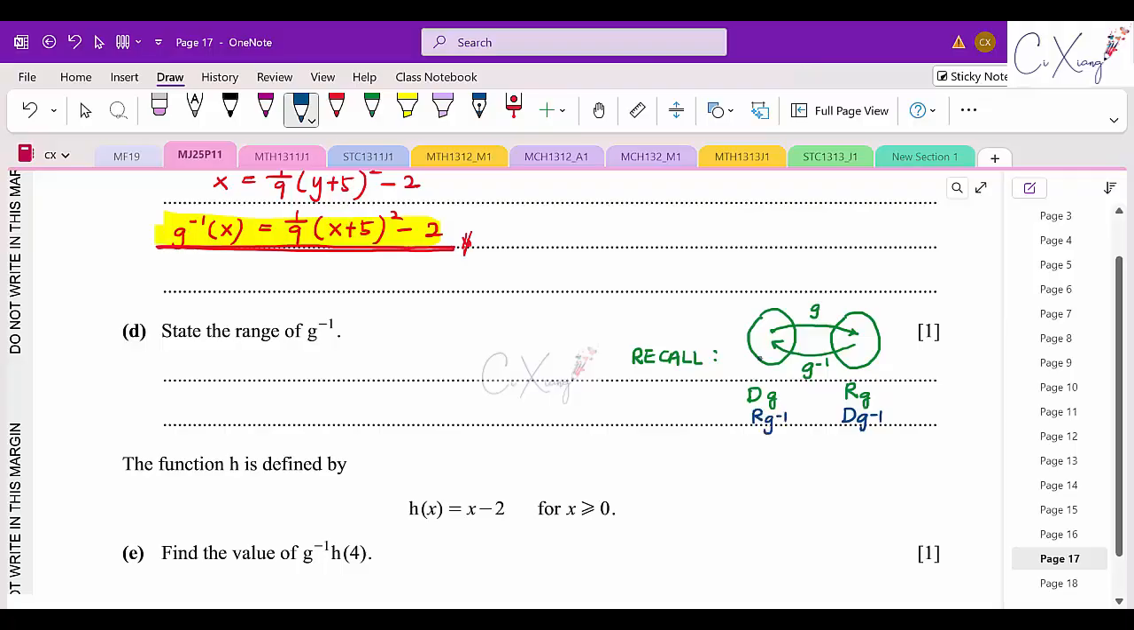So from here, you know the two important results. The domain of g should be equal to the range of g inverse. And also the range of g should be equal to the domain of g inverse.